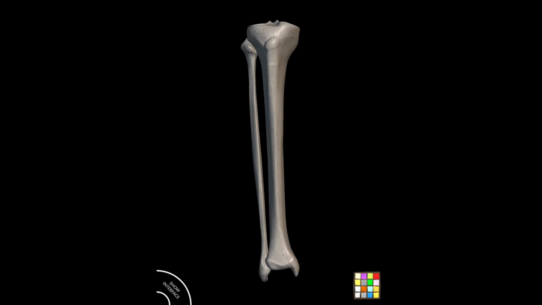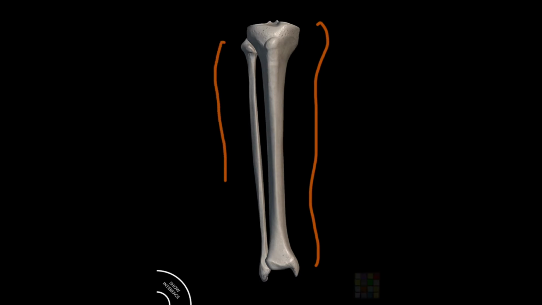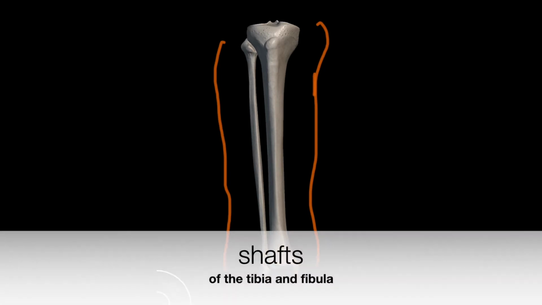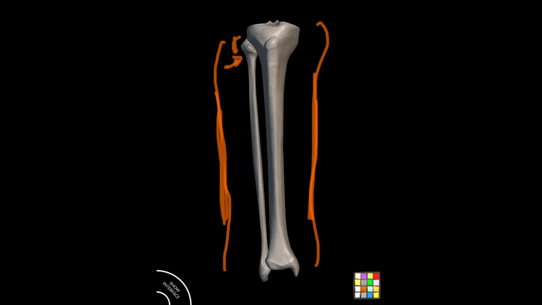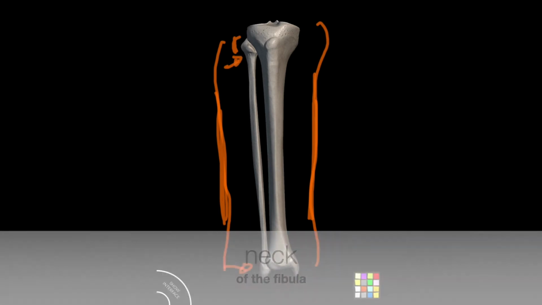This is almost everything you'll need to know about the tibia and fibula, the bones of the leg. The tibia and fibula are long bones. This is the tibia here, the larger of the two and the more medial, and this is the slender lateral fibula. They are both long bones, they have shafts, and the fibula has a head and a neck and an expanded distal portion, which becomes the lateral malleolus.